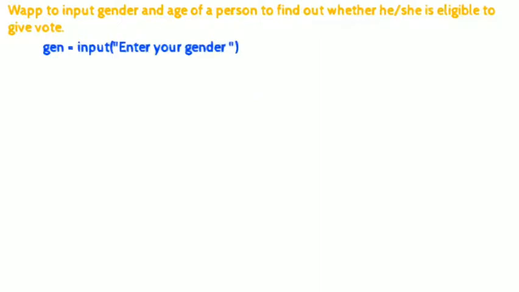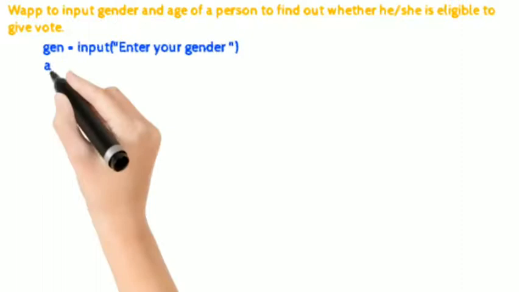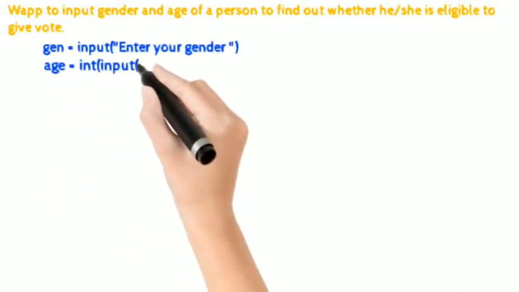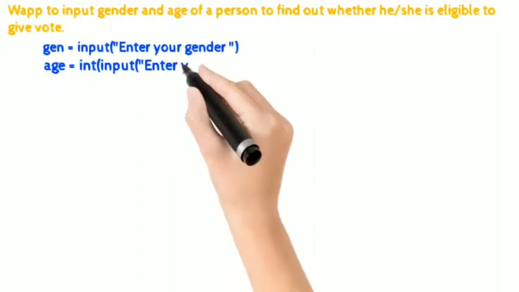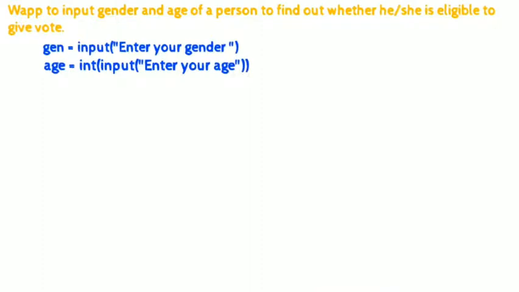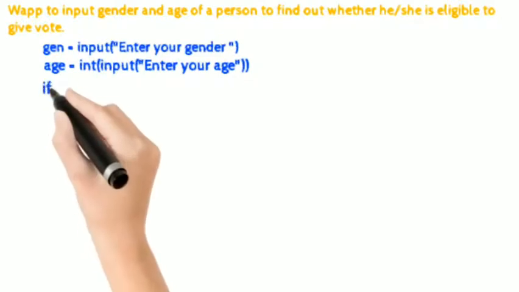But in case of age I need to specify int function as well as input function, as the age has to get compared and it's supposed to convert to integer. So it is written age equal to int function, then input function, enter your age. So both the inputs we got here. Now we need to compare whether the gender is male or not or female or not. Whichever you wish can write.